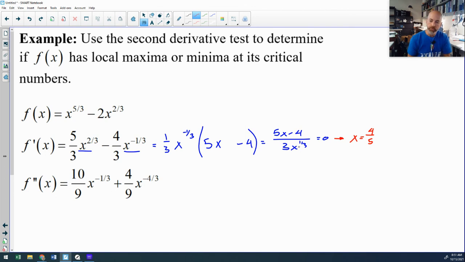But also, for the first time in this problem, I have x's in the denominator, and I also notice that my derivative at 0 does not exist, but my function does. f of 0 does equal 0. That means 0 is in the domain of the function, yet the derivative fails to exist. That means 0 and 4/5 are critical numbers. So therefore, x equals 0 and x equals 4/5 are critical numbers.